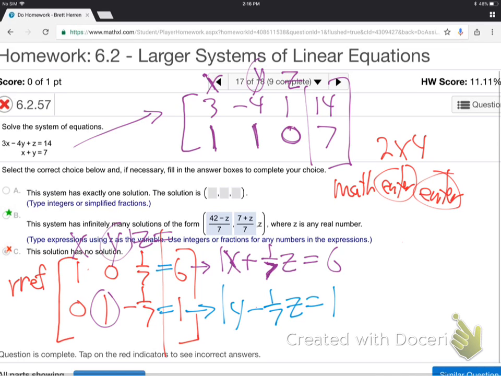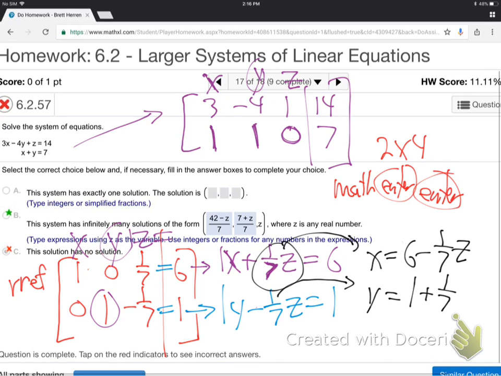So what do we always do? Solve for the x and the y. So let's do it. Let's jump this to the other side. This will be x equals 6 minus 1/7 z. Jump this to the other side. Y equals 1 plus 1/7 z. There we go. And that's the answers we typed in. Oh, we made them look a little different. You could type them in this way. It's fine.